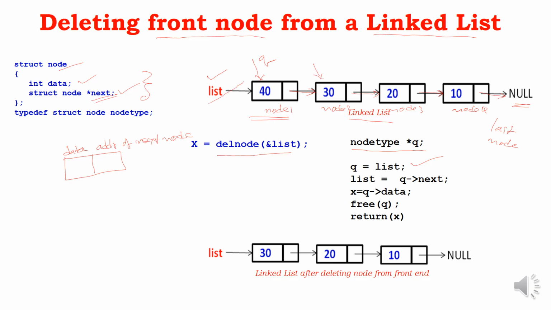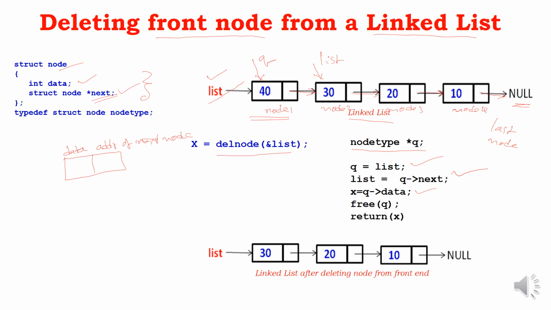See, list is q next. List is pointing to the first node, and the first node is q also. So q next is 30. So list is q next. Now list becomes pointing to the next node. If you want to use q data after some time in some other process, you can assign it to x. X is q data, which is 40, so 40 is assigned to x.